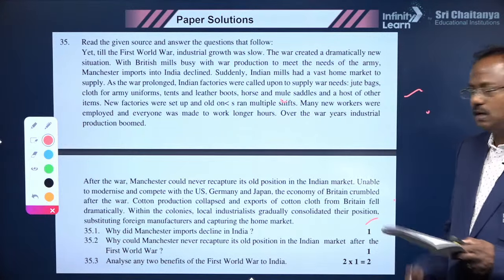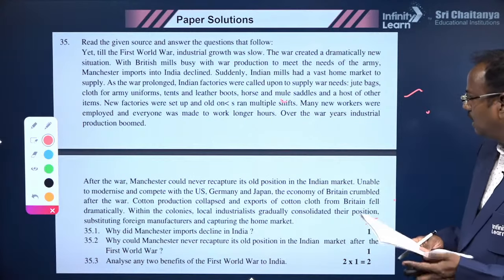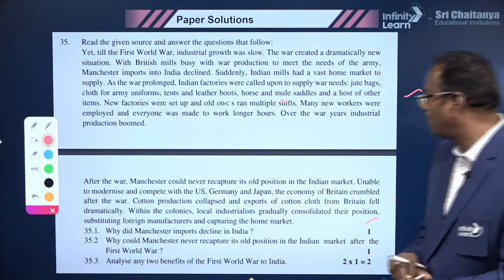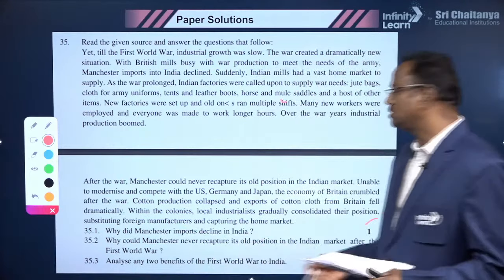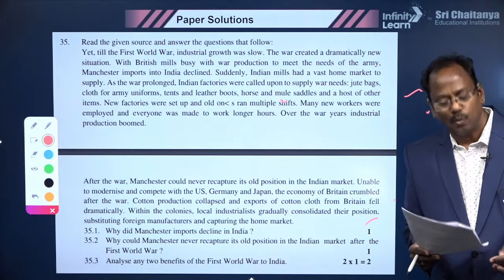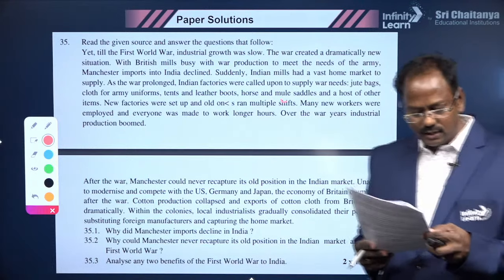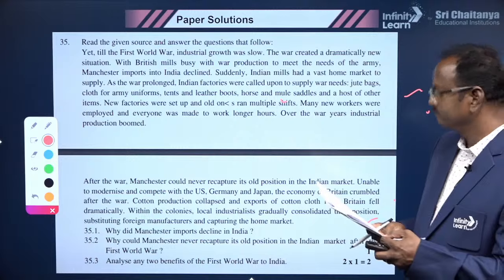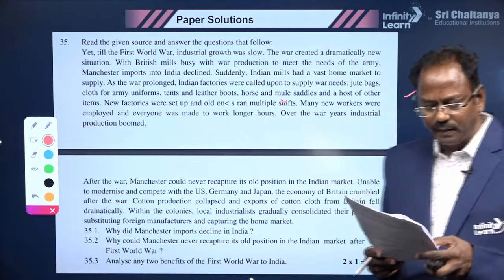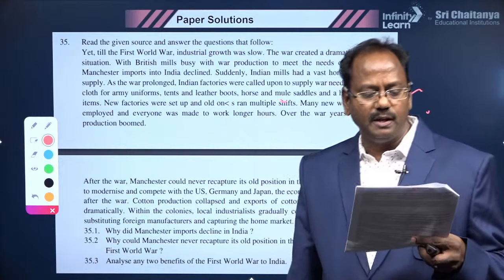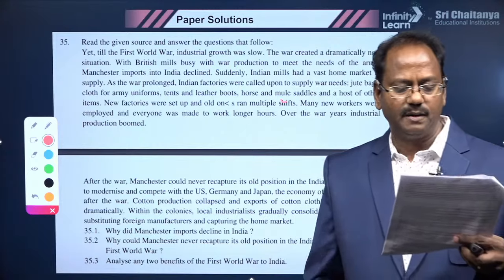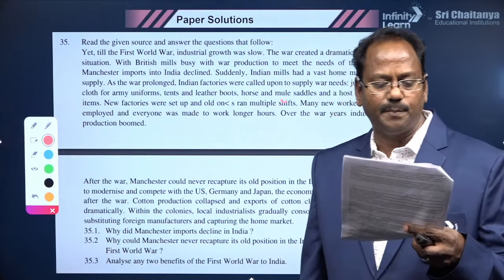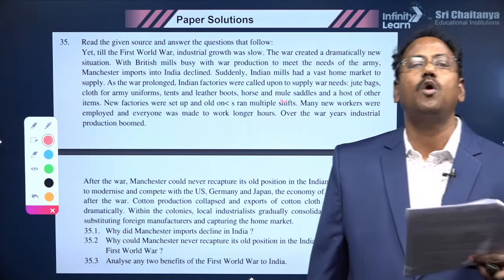Now to give the answers for the questions we discussed. Question number 35-1: why did Manchester imports decline in India? Manchester exports to India declined after the First World War began because factories and mills were busy producing goods to fulfill the needs of the war.